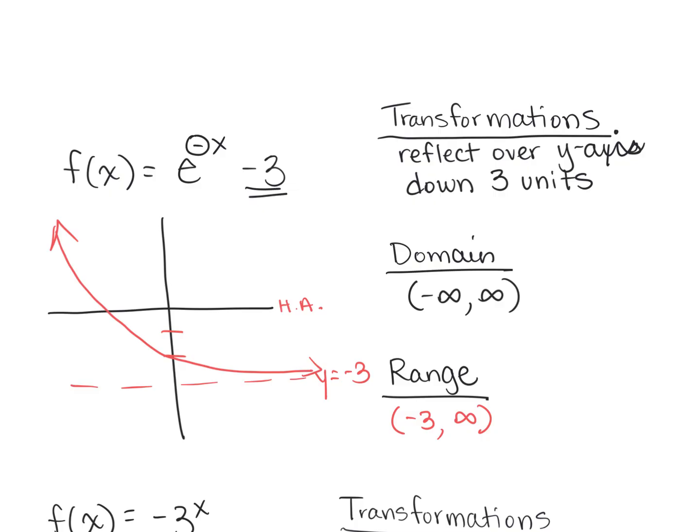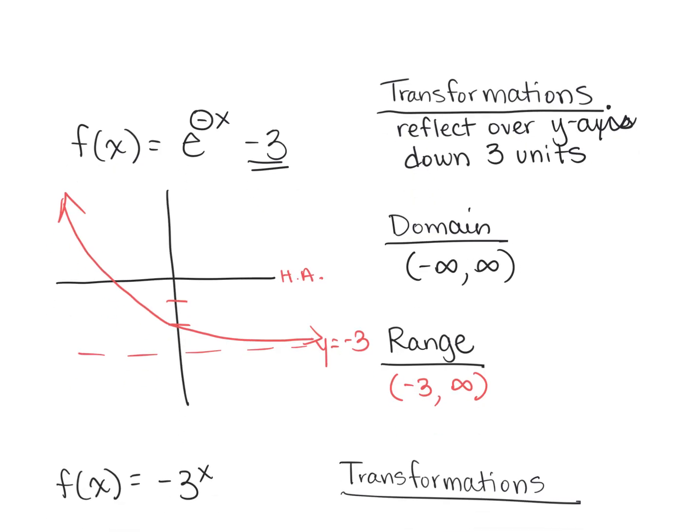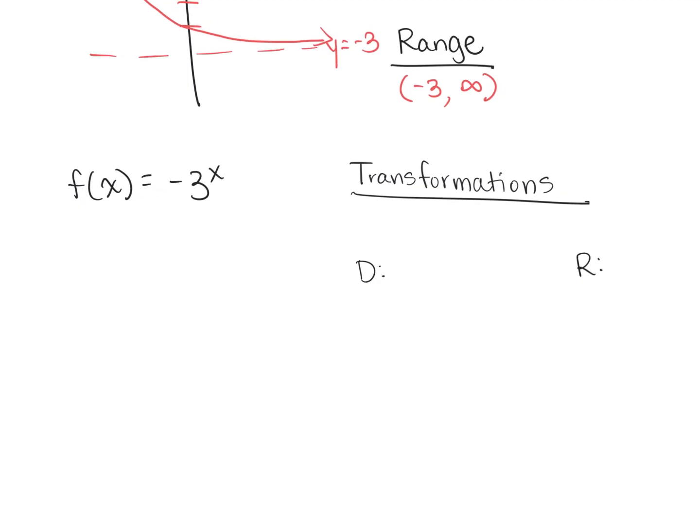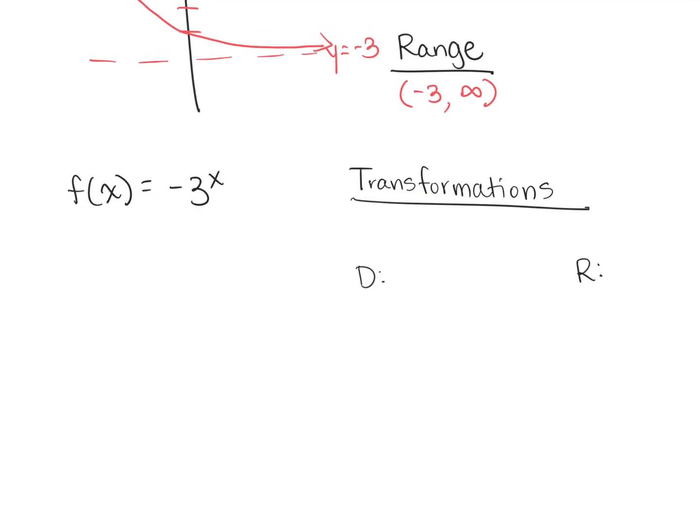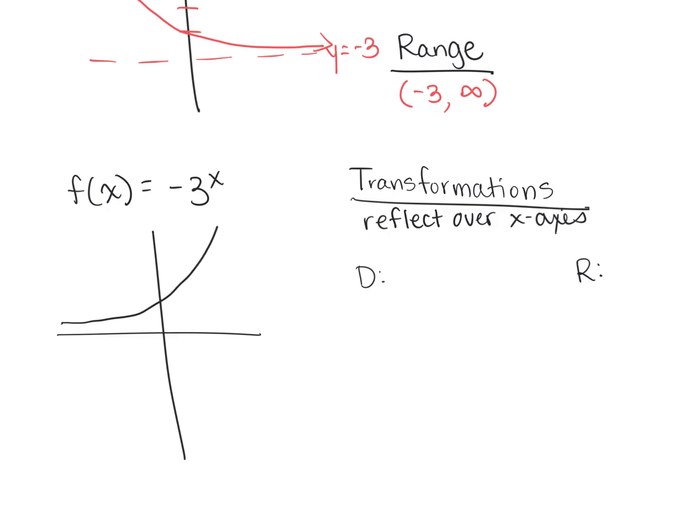And in this last example that I have, you have something very similar to what we just did. We are starting with 3 to the x, and there's only one transformation on this one. You reflect across the x-axis. And no other change has happened. So if you had 3 to the x in its parent form, it would be going like this. So if we reflect over the x-axis, I'll do it in red, you're going to have a graph that does this.